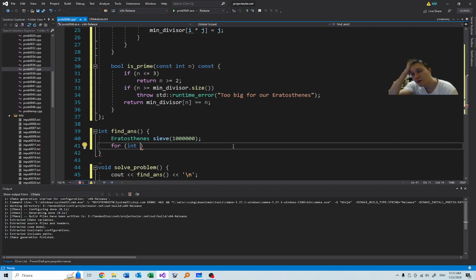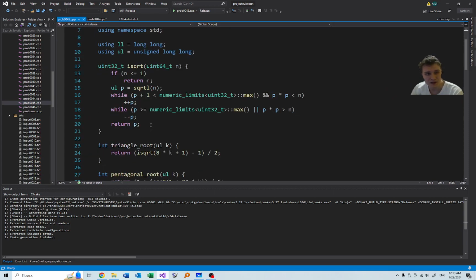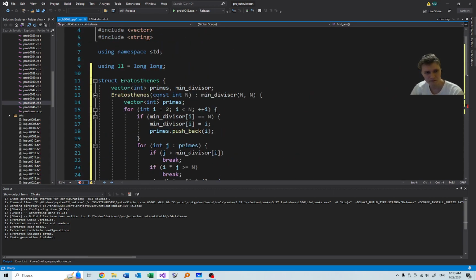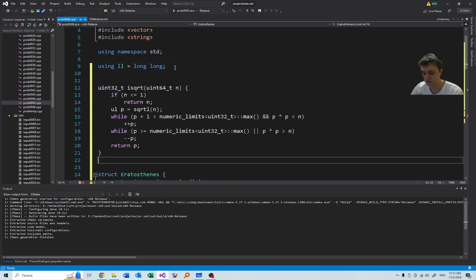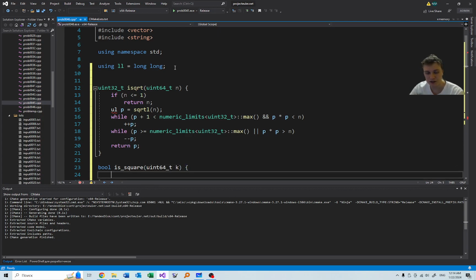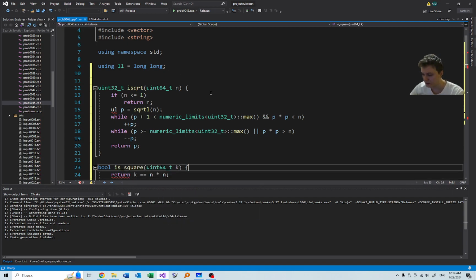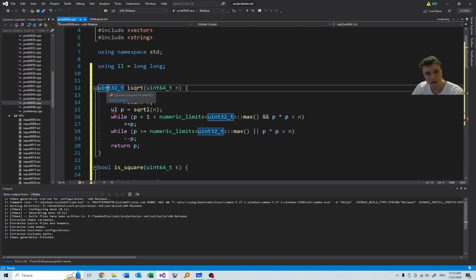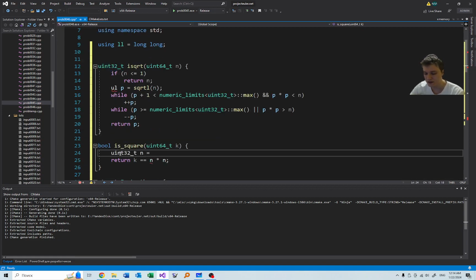So I would like to go through all numbers. And also let's check that some number is a square. This is also something that I want. So let's check is square. To do it, we simply need to check that k equals n times n, where n is square root of k.